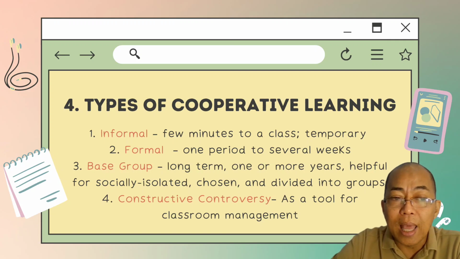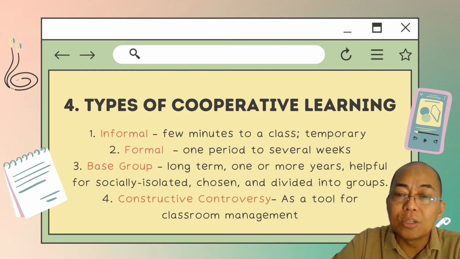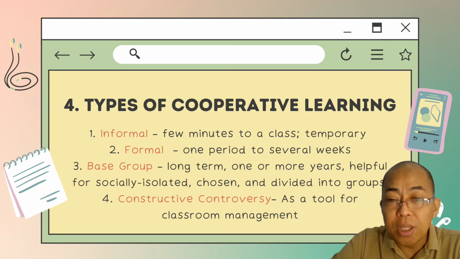Okay, but unlike the informal cooperative learning, in formal cooperative learning, very important, there is really an intention to group the students. So the grouping should be heterogeneous.